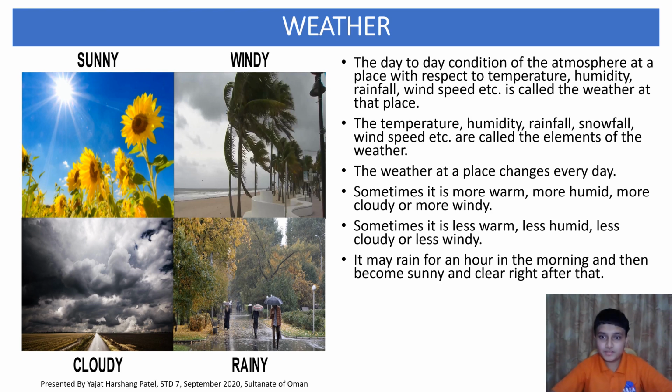The weather at a place changes every day. Sometimes it is more warm, more humid, more cloudy, or more windy. Sometimes it is less warm, less humid, less cloudy, or less windy. It may rain for an hour in the morning and then become sunny and clear right after that.